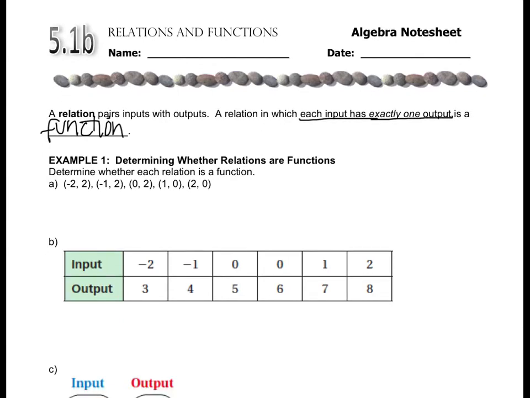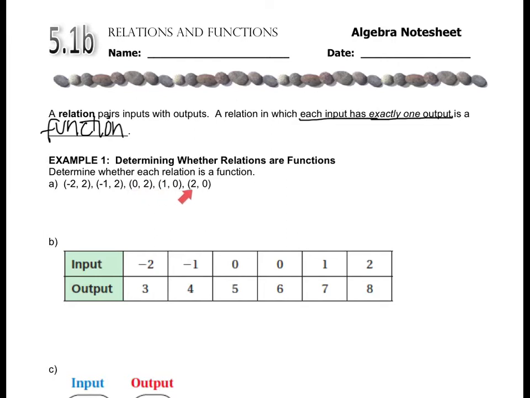In example A, we first look at our inputs. -2 is an input right here because it's an x value, it's in the domain. Are there other y values paired up with -2 other than this pair here? So -2 pairs with 2. Does it pair with anybody else? No, so -2 is fine. What about -1? Does -1 pair up with anybody other than 2? No. What about 0? Does 0 pair up with any other numbers other than 2? No. What about 1? No.